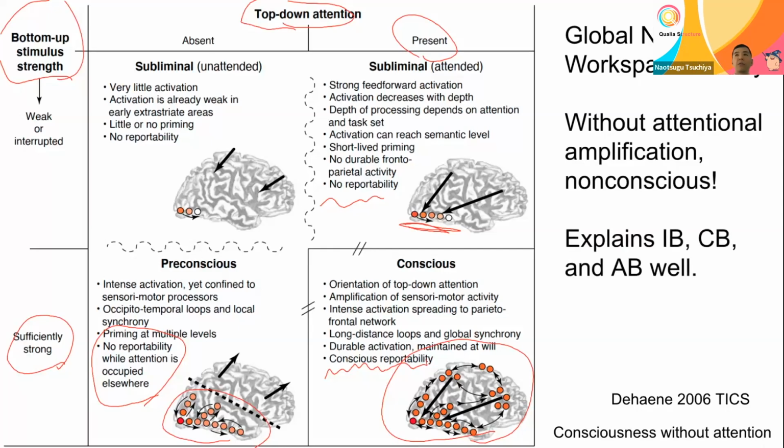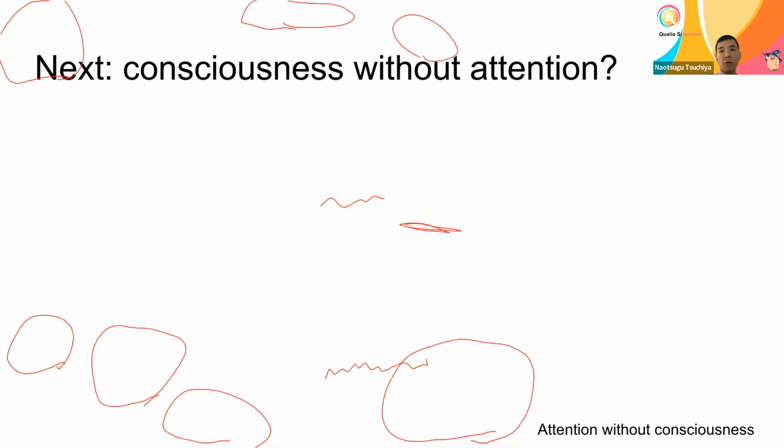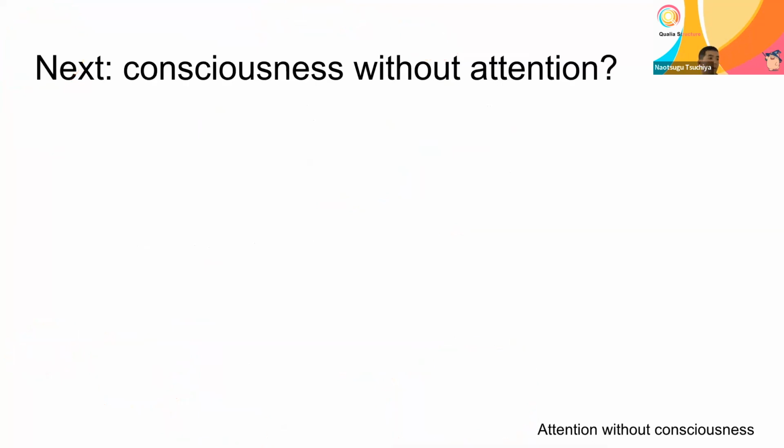And this kind of model seems to be able to explain the phenomena of inattentional blindness, change blindness, or attentional blink, where an unattended or unselected item remains unconscious even if it's sufficiently strong. But this doesn't necessarily fit well with what we know about the dual task. So that's what I'm going to talk about a little bit. To address the question of consciousness without attention, we need to look into some of the evidence.